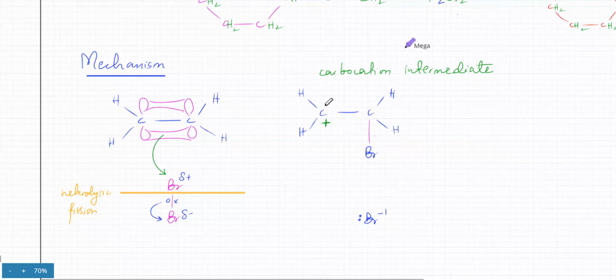And the next step is the Br minus one, which was initially getting repelled, is now going to come in with its 2 electrons, and it would bond with this carbocation, and that's how 2 of the bromines are going to get added up.